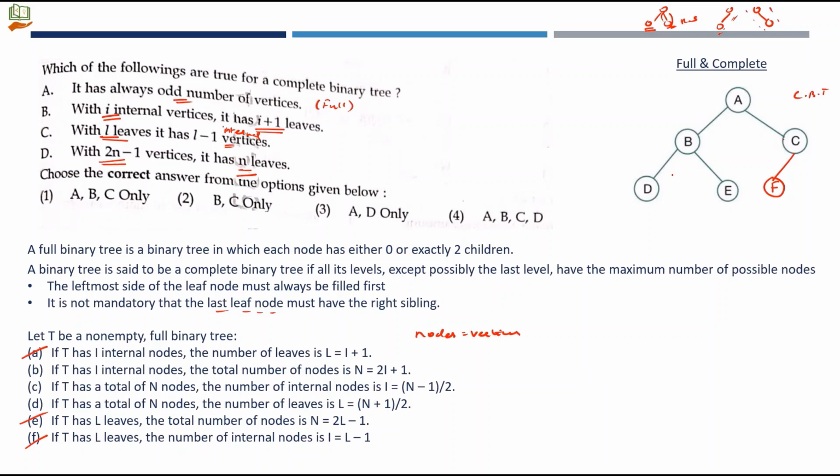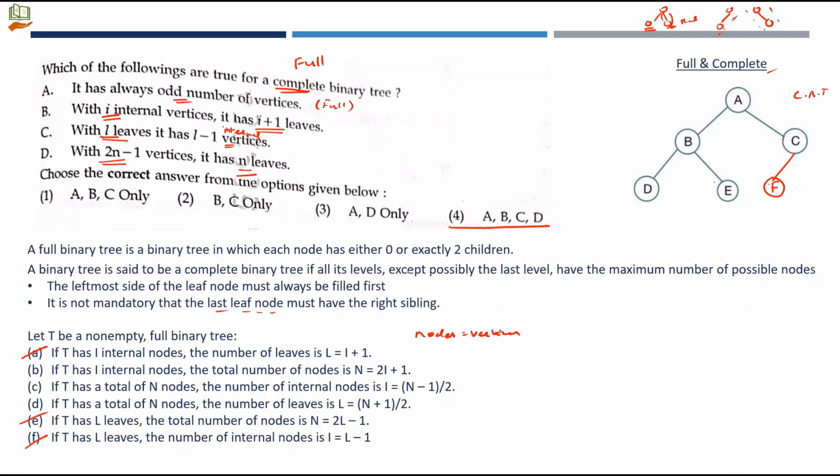1, 2, 3, 4, 5, 6. There are 6 vertices. And many of the calculations will not work out for a complete binary tree, for the diagram which I extended with the F node. So what I am trying to tell is, which of the following are true, I will change the question to full binary tree, and I can say option number 4, A, B, C, D, are correct. This is why I brought the full binary tree inside.